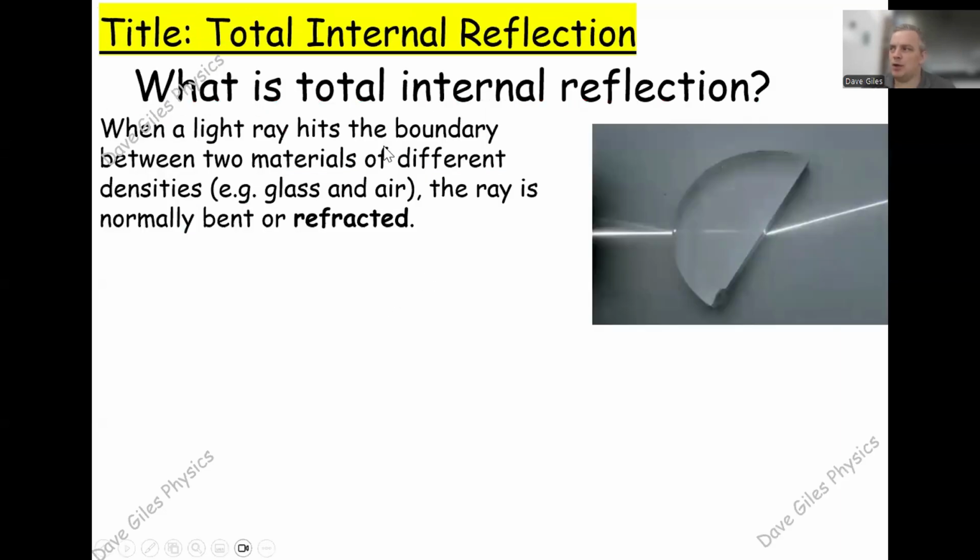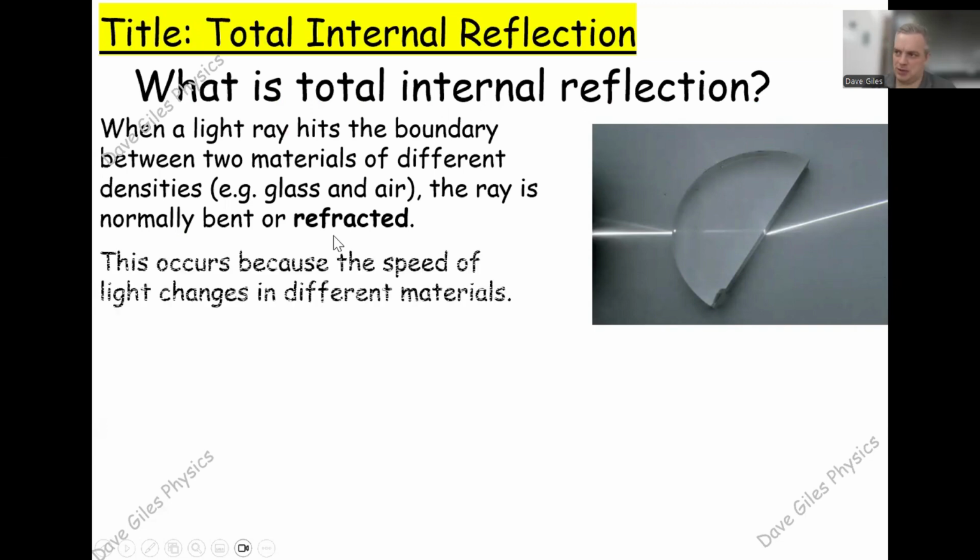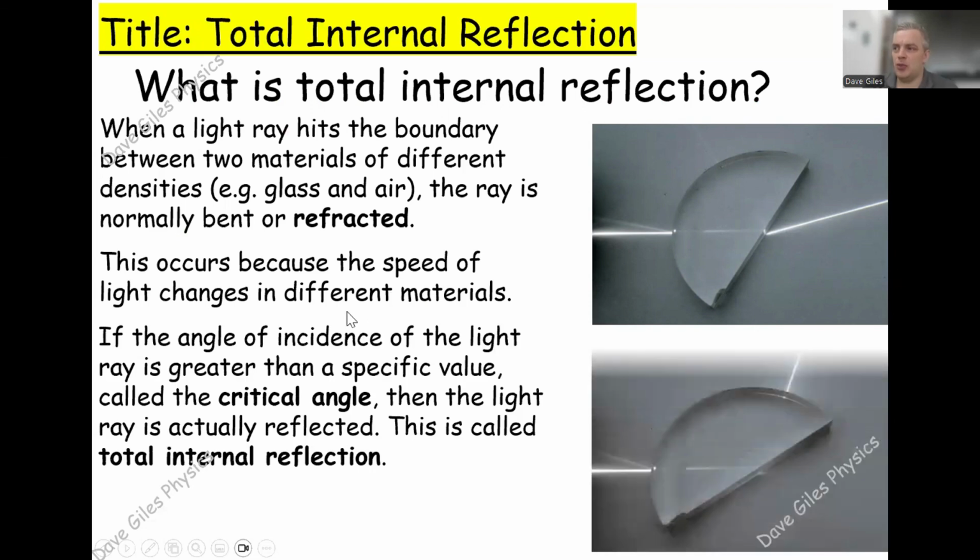So, as we looked at previously with refraction, when a light ray hits the boundary between two materials, the ray is normally bent or refracted. This happens because the speed of light changes in different materials. If the angle of incidence of the light ray is greater than a specific value, called the critical angle, then the light ray is actually reflected. As you can see here, we've got light reflected out of a block. This is total internal reflection.